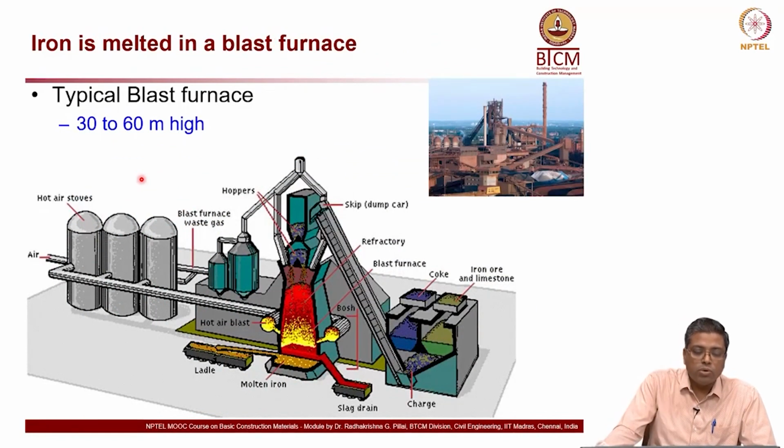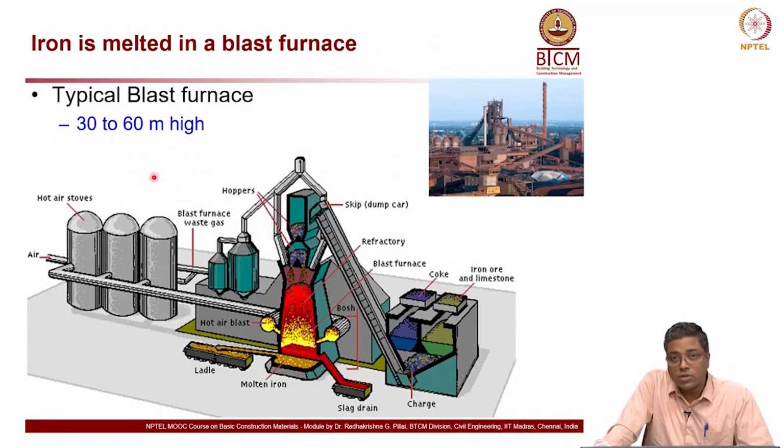Now, let us look at how iron is actually made. First, the iron ore is put into the blast furnace. You can see the picture here on the top right. This is how a typical blast furnace would look. It's a huge structure, typically anywhere from 30 to 60 meters in height, depending on the capacity, etc.